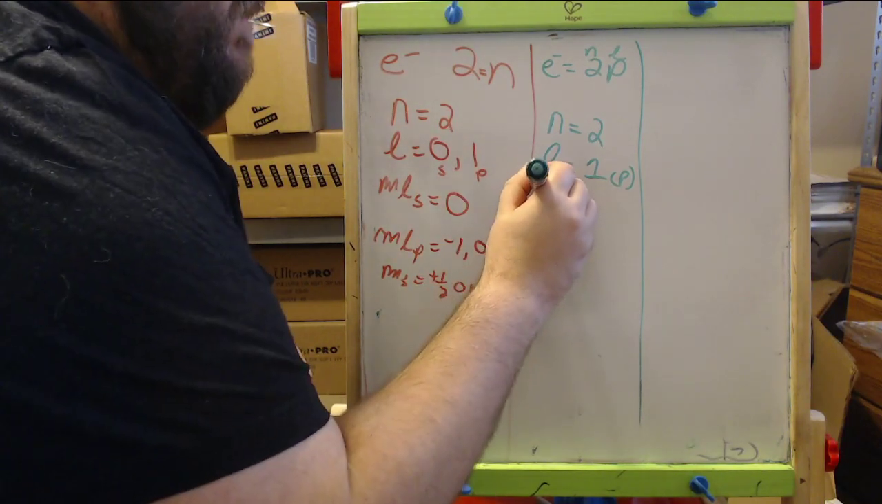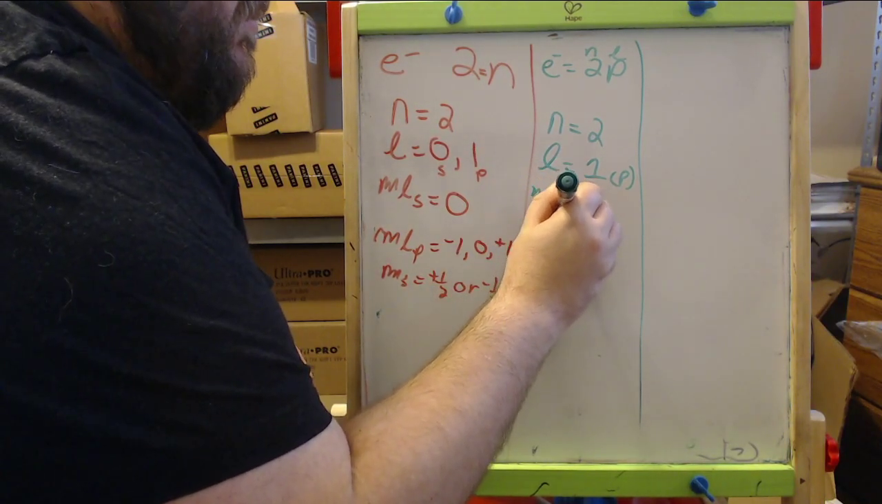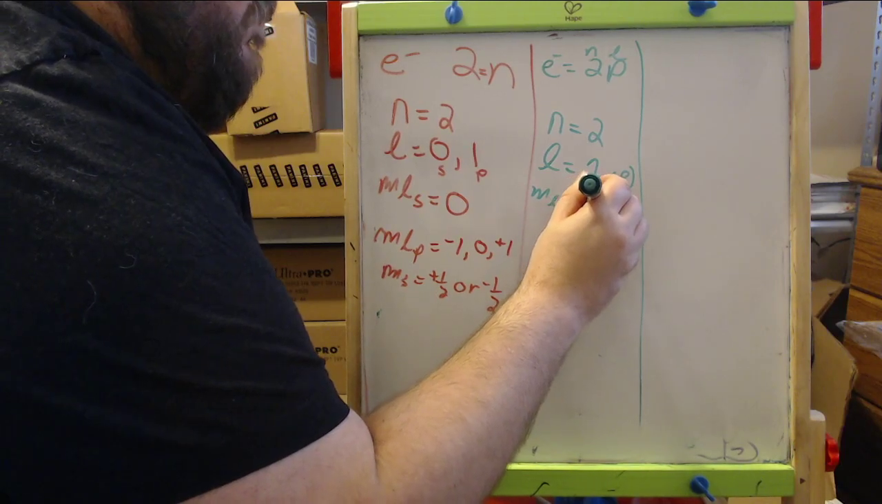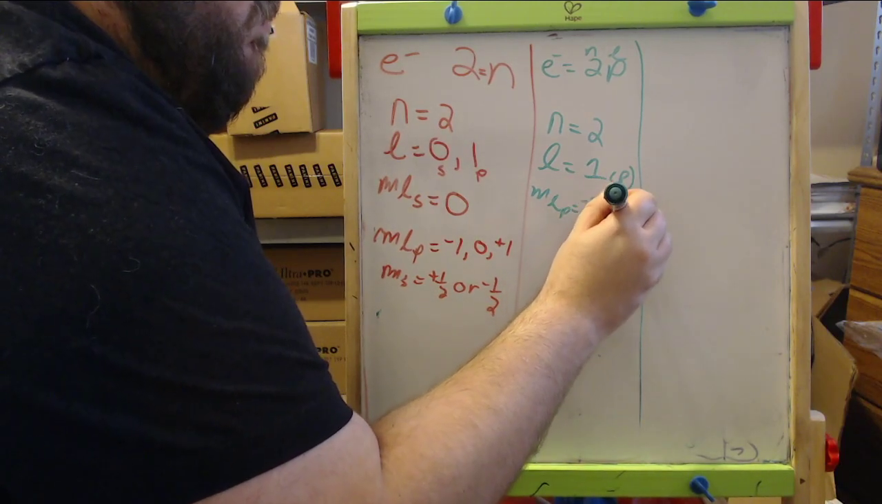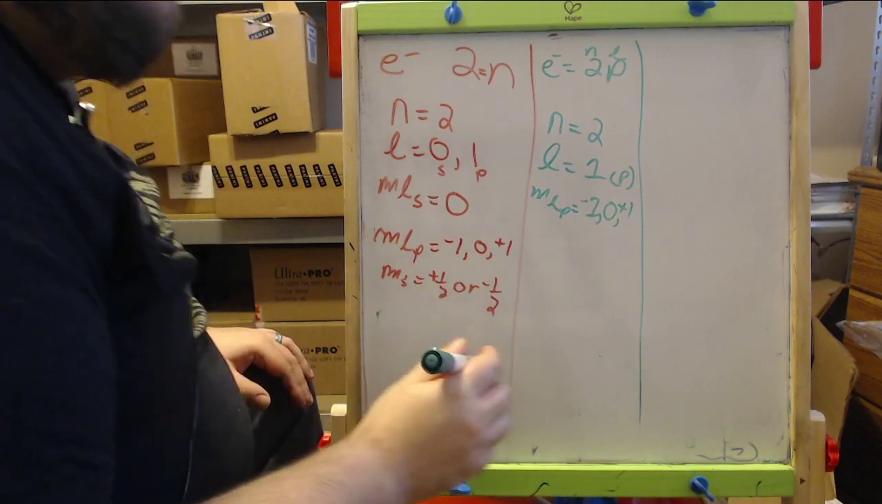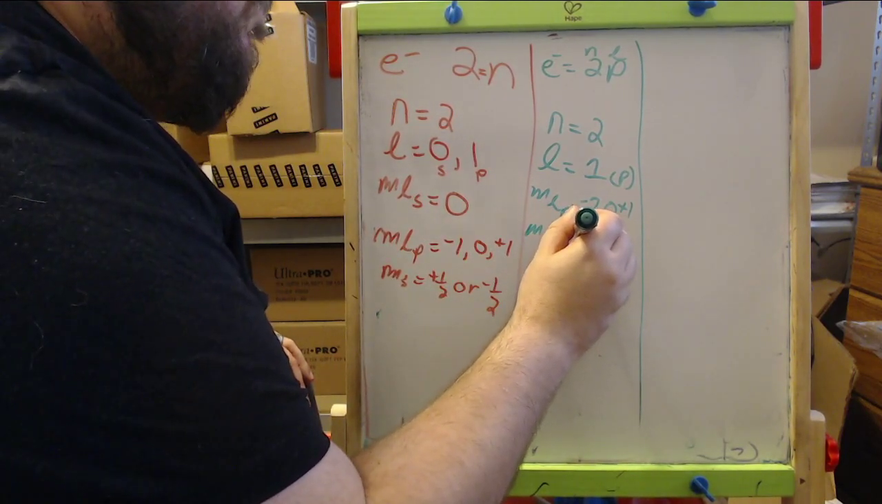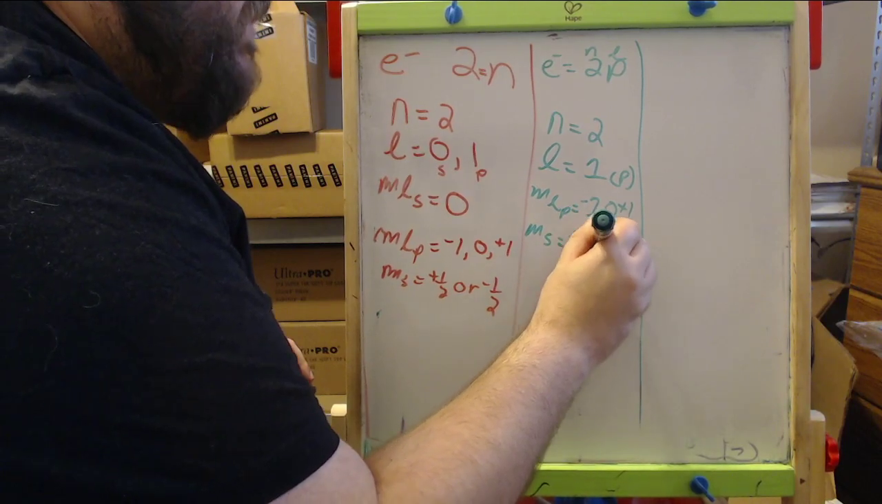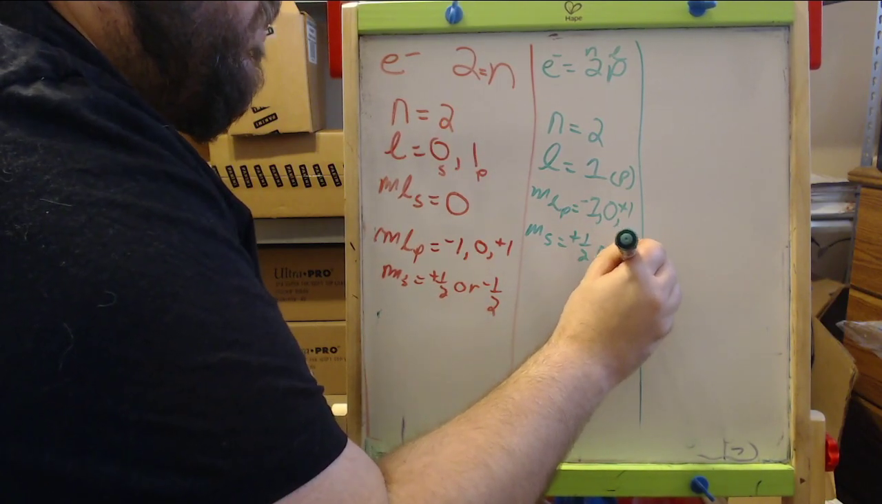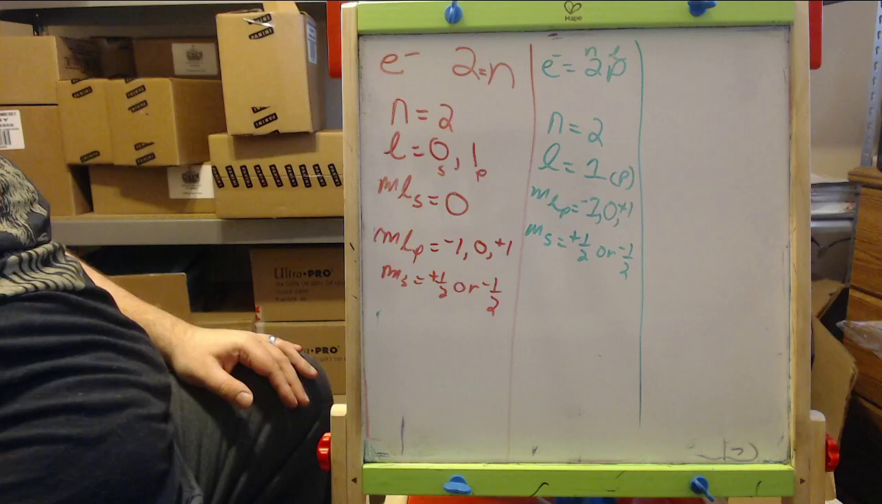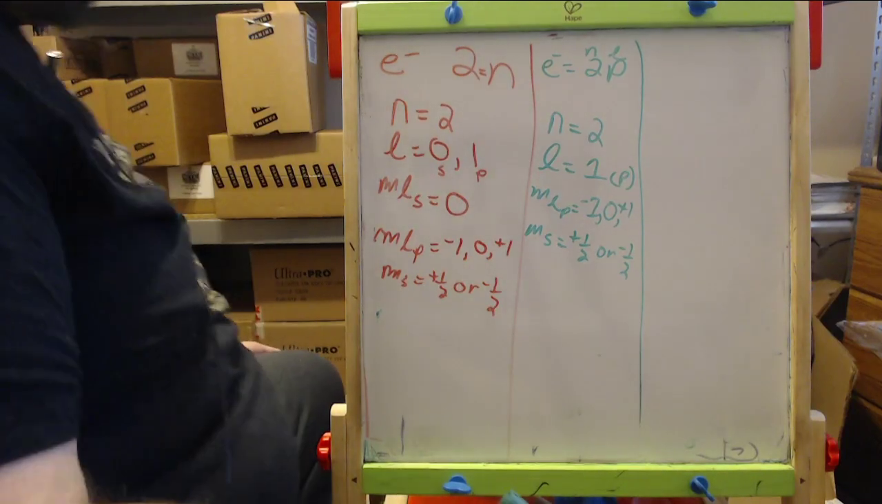Where is it in the p? Well, I'm not sure. I just know it's there. So it could be in -1, 0, or +1. What's its spin? Not sure. Could be +0.5 or -0.5. Either one will work for us. Then we get even more specific.